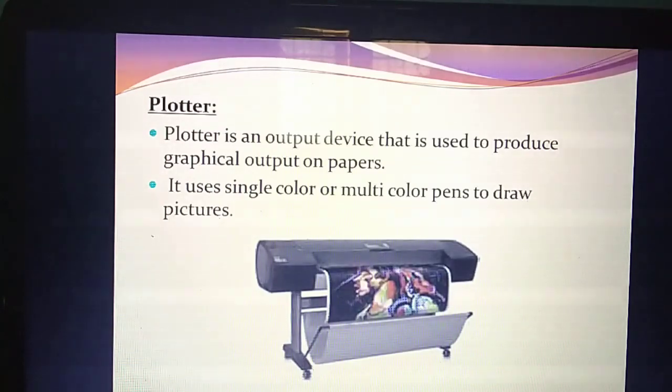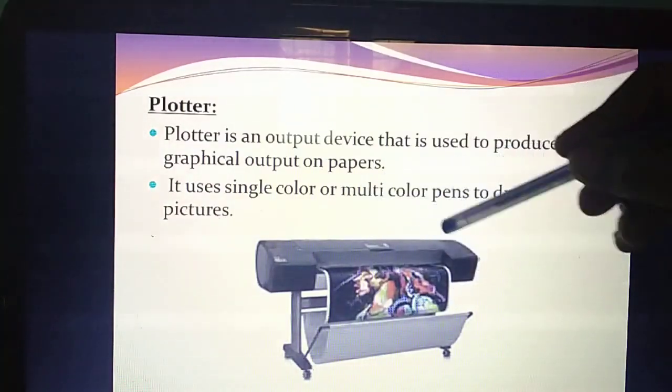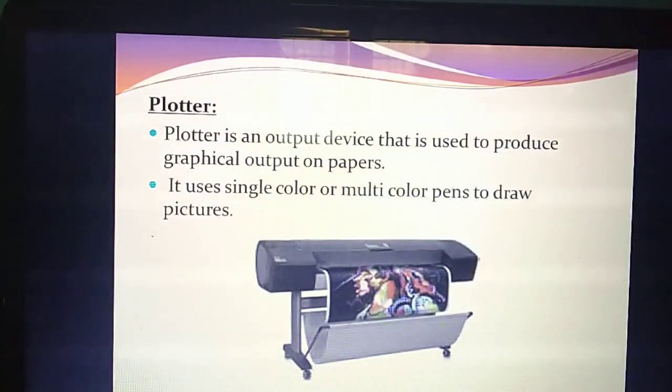Okay, so what's the next output device? Plotter. What's the use of this? See this image. This is the image of a plotter. What's the use of this plotter? This device is used to produce graphical output on paper.